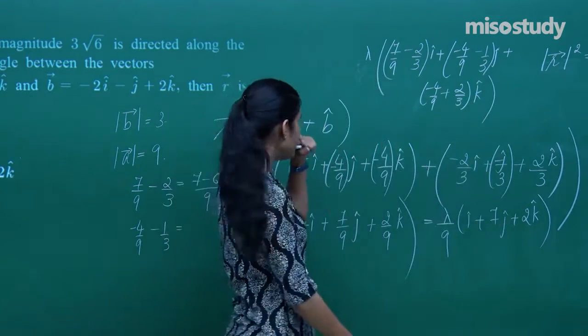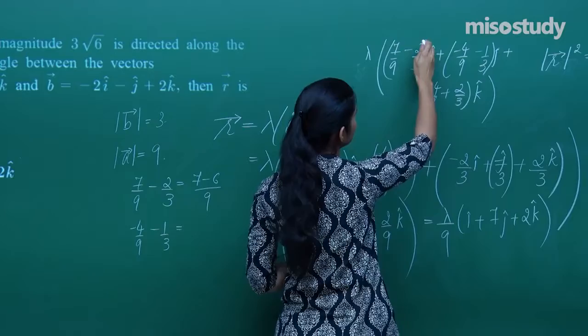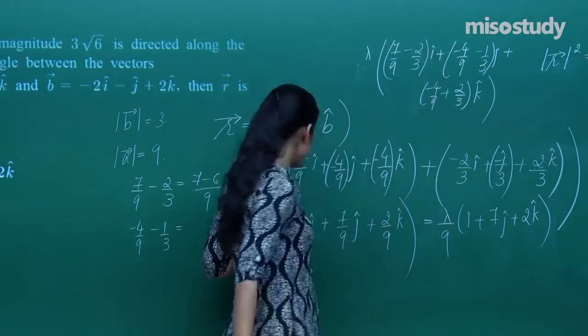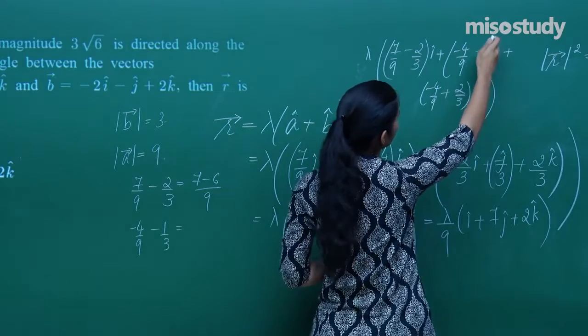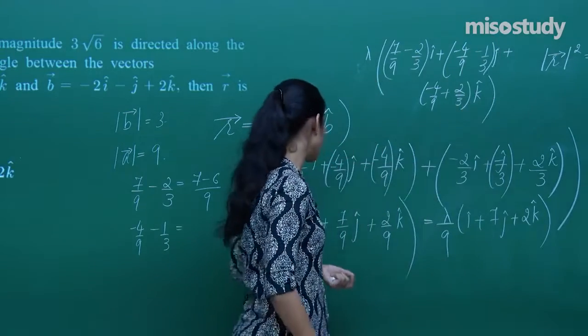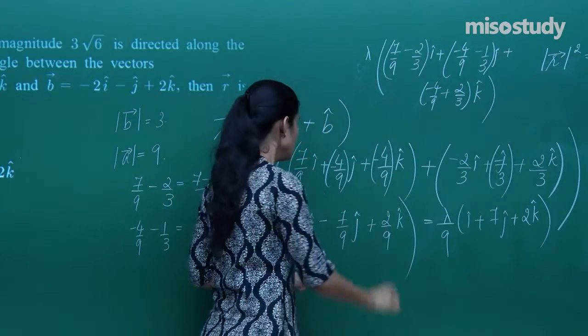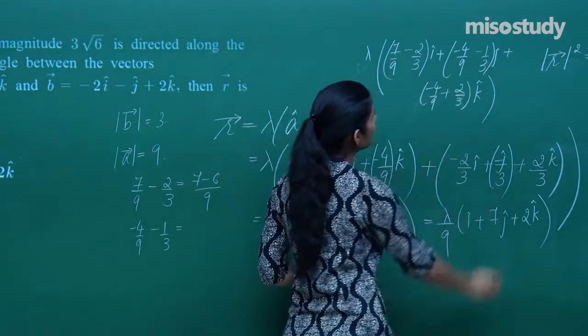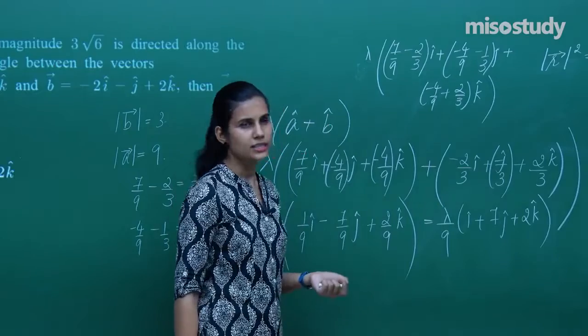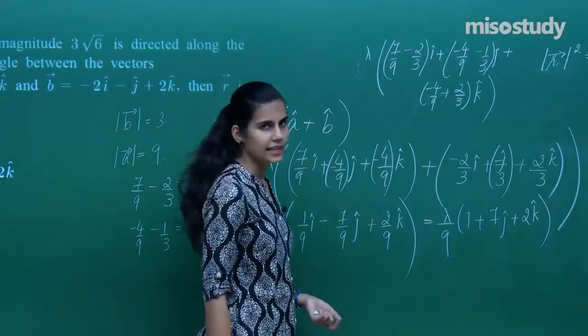Right? And that's what we did. What we did was 7 minus 6 was 1. So you got 1 by 9 i cap. After that you had minus 4 minus 3, that is minus 7. So this was minus 7 actually. Minus 7 by 9 j cap. And here it was minus 4 plus 6, that is 2 by 9 k cap.